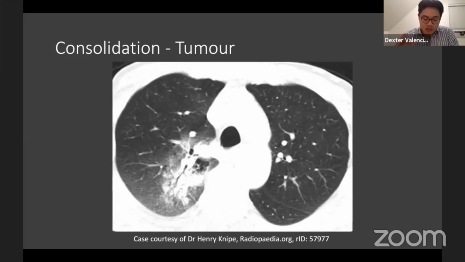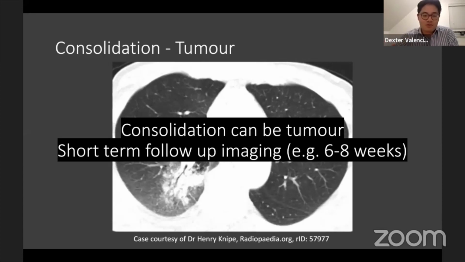Consolidation is important in tumor. You think this patient could just have an infection, but this could also just be a lung cancer. And that's the scary thing when it comes to consolidation on chest x-rays and CTs. The important thing is that we recommend following these up. So normally after at least 6 weeks, after you've given them some antibiotics, you want to rescan them.